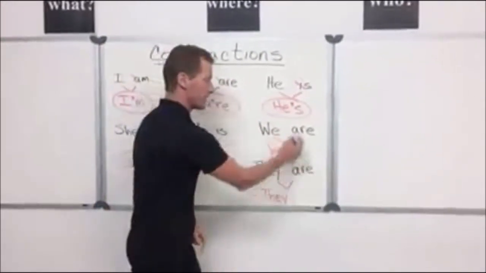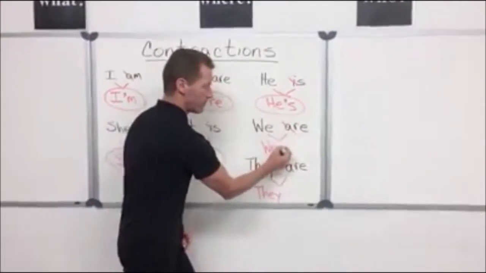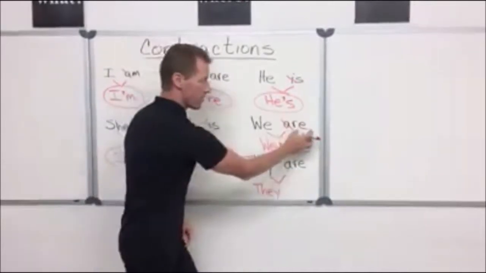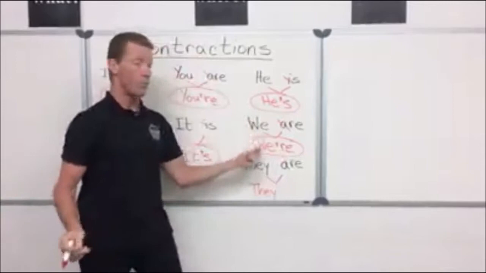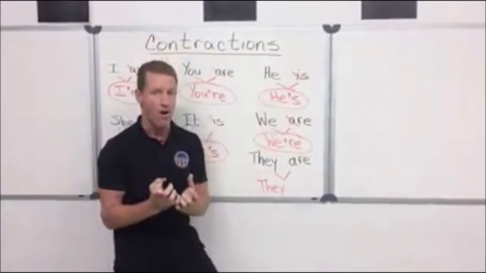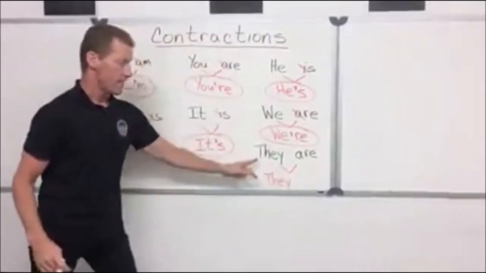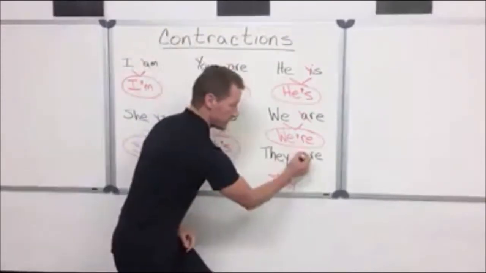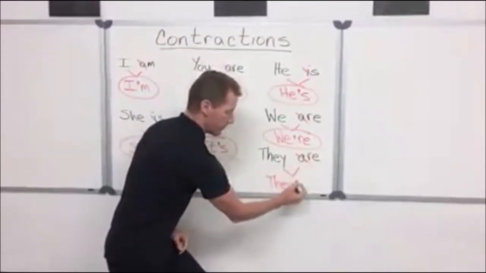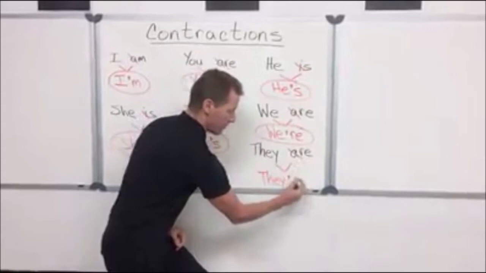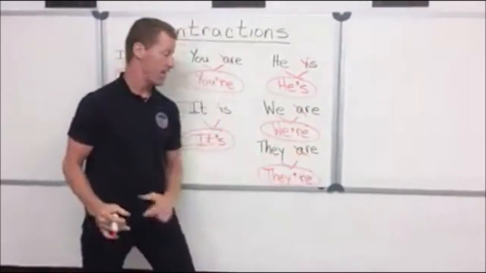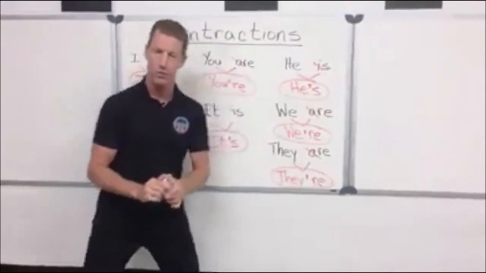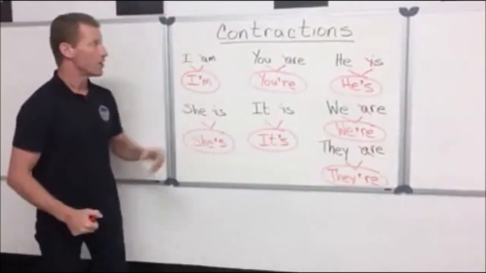We are, take out the vowel, put an apostrophe, bring down what's left. We are, we're. Okay. They are, take out the vowel, put an apostrophe, bring down what's left. They are, they're. So, one more time.